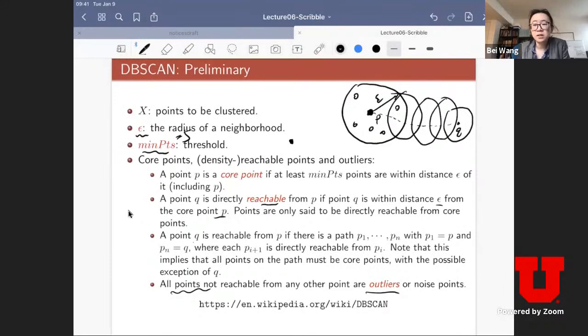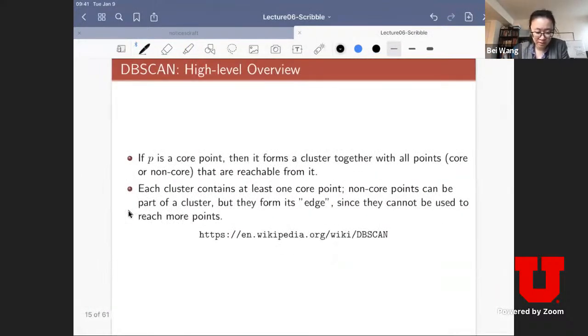Okay, so this is a high-level picture of DBSCAN. And what DBSCAN does is it just unions those regions that are high density, and that's it. Okay, so this is the high-level algorithm. If a point is a core point, then it forms a cluster together with all the points that are reachable from it. And each cluster contains at least one core point. A non-core point can be part of a cluster, but it's at the edge, right? They are edge points because they cannot be used to reach other points.